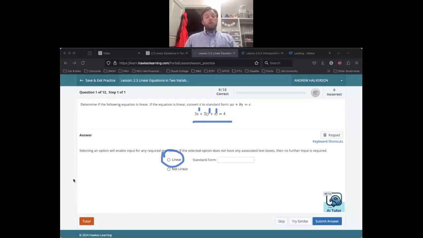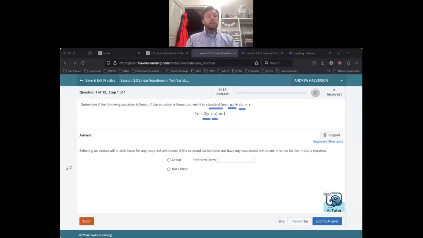The other thing they want you to do is get it into the form, what we call standard form, ax plus by equals c. So in other words, they want you to get rid of the parentheses and combine like terms. But the other thing is the x and the y are on the same side of the equal sign. That's the defining feature of the standard form, is that the x and the y variables are on the same side of the equal sign.